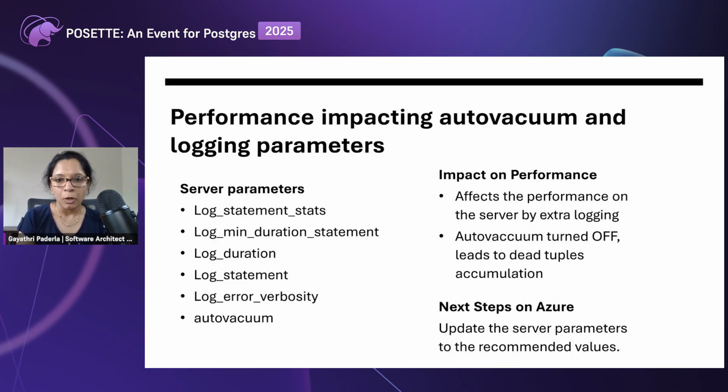Coming to auto vacuum, it is a backend process which cleans up your dead tuples and updates your statistics. If you turn off this parameter, it would lead to the accumulation of dead tuples and statistics not being updated, which in turn impacts your query performance and the server performance. So we suggest you always keep this parameter turned on. For all these recommendations, the recommended action will lead you to the server parameter page where you can update these server parameters with the recommended values.